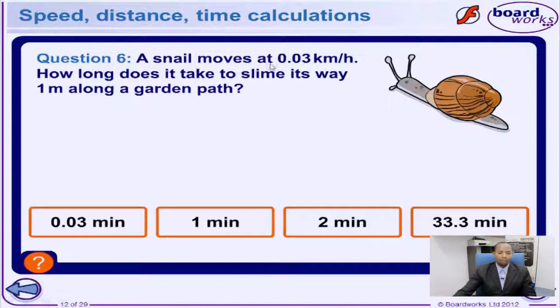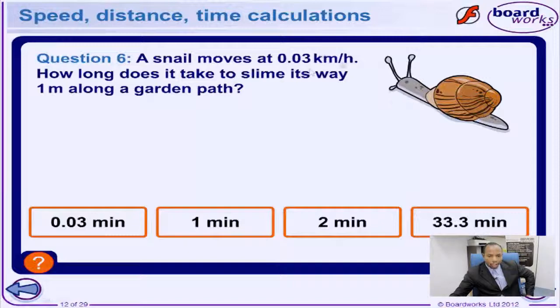Now it says a snail moves at 0.03 kilometer per hour. How long does it take to climb its way 1 meter along a garden path? Now, how long in this regard means the time taken. For example, we said speed is distance divided by time. So the distance taken divided by time gives the speed. But in this case, we're looking at something else. We're going to calculate the time. Time will be distance divided by speed. This distance moved divided by the speed. So the distance moved is 1 meter.